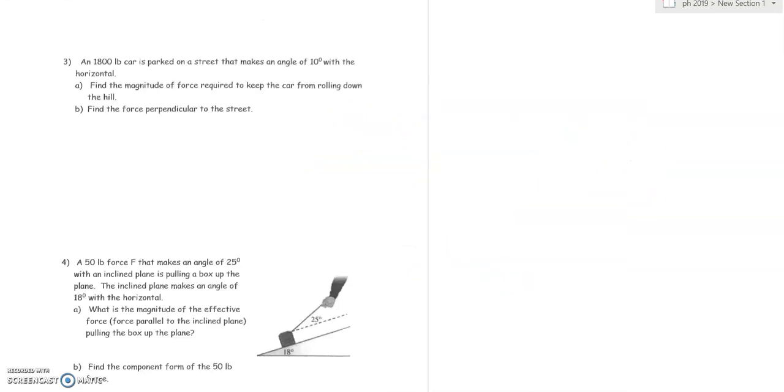Let's do another example. Go ahead and turn the page. Now we're on page 9. For this next example, number 3, there's an 1,800-pound car that's parked on a street, and the street makes an angle of 10 degrees. And so the force of gravity then is the weight of the car. It's 1,800 pounds.